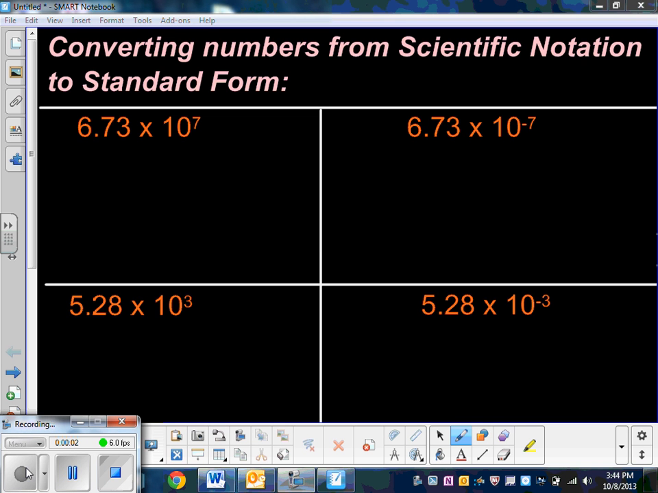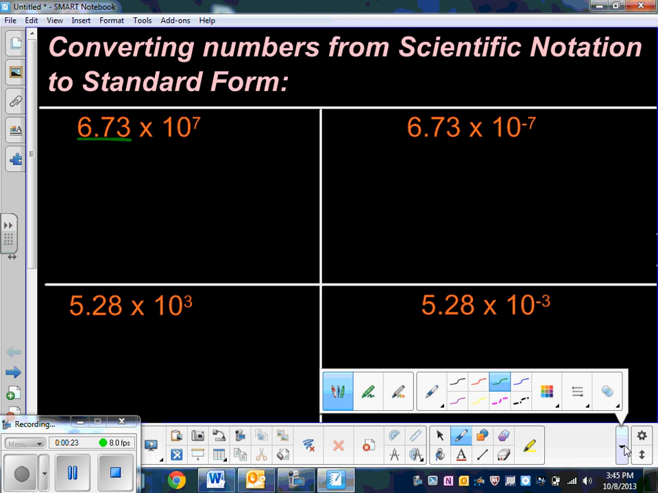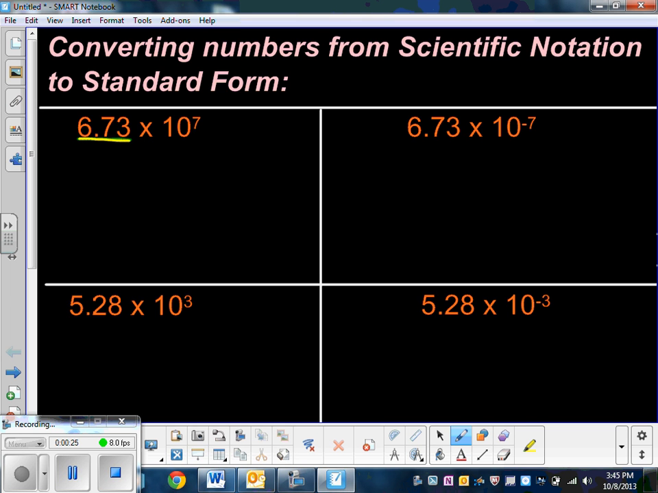This video is intended to be a review for converting numbers from scientific notation to standard form. Let's take a look at our first example, 6.73 times 10 to the 7th. In order to convert this to standard form, we're going to begin with our decimal term, which in this case happens to be 6.73. And let's rewrite that.